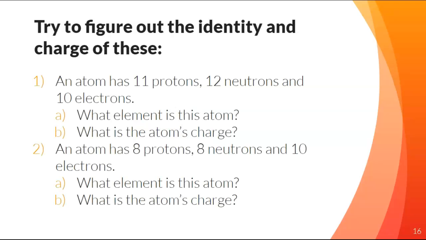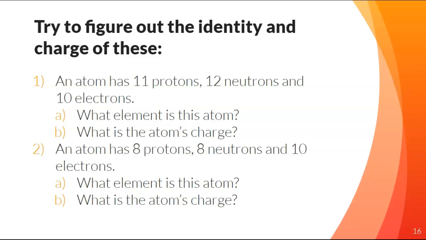Okay, now let's try a different one. 11 protons, 12 neutrons, and 10 electrons. Okay, so what element is this? Well, the number of protons is the determining factor. So I would look at my periodic table, look for number 11, and number 11 is in fact sodium. So this would be an atom of sodium. And what's the atom's charge? Remember, we're looking at protons and electrons. We're ignoring neutrons. So 11 positive protons and 10 negative electrons. 11 minus 10 is 1, positive 1. So it has 1 more proton than electron, which means it's going to have an overall charge of plus 1.